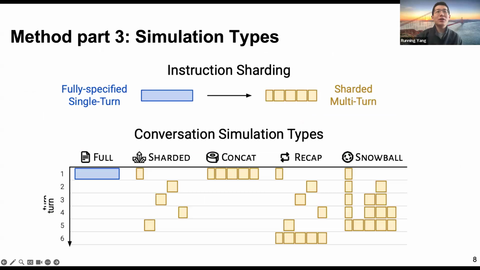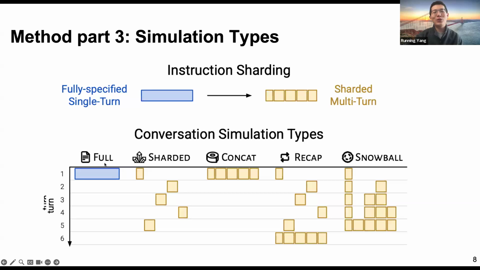They have a few simulation types. The first is fully specified single-turn, which is just the usual setup. Also, they have sharded, which reveals the pieces of instructions one by one, and also they have concat, which just concatenates those split shards back together.